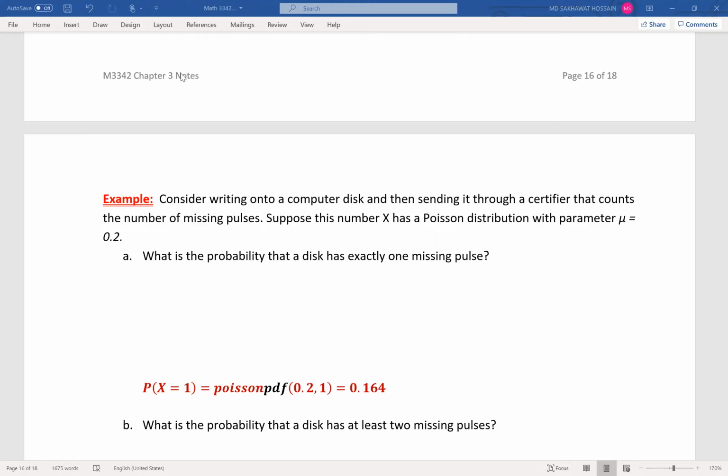I think everyone is done with the attendance. So let's go over the next example.